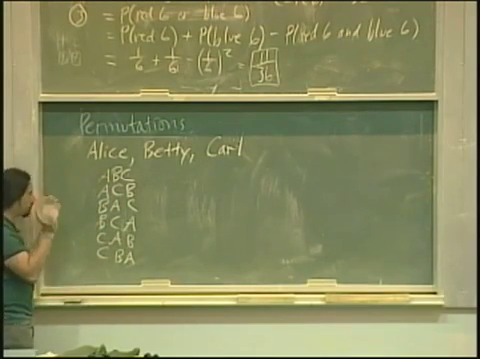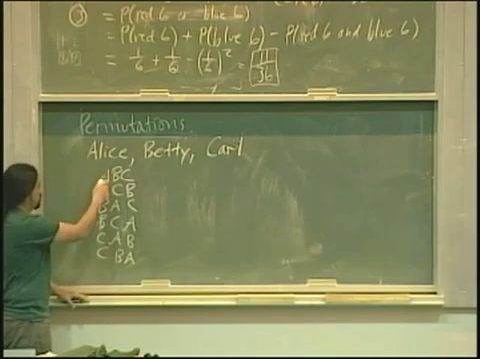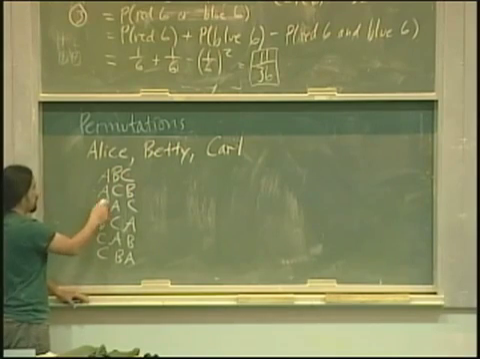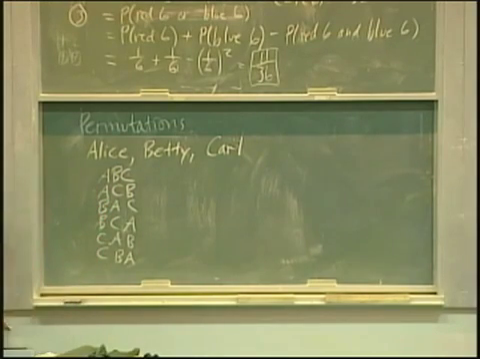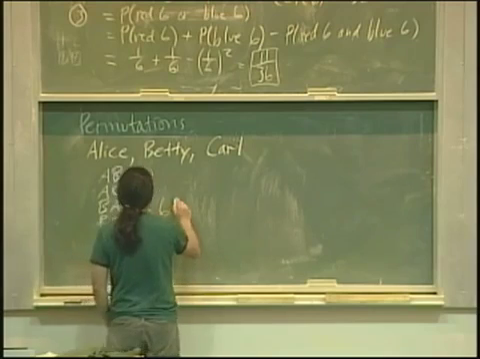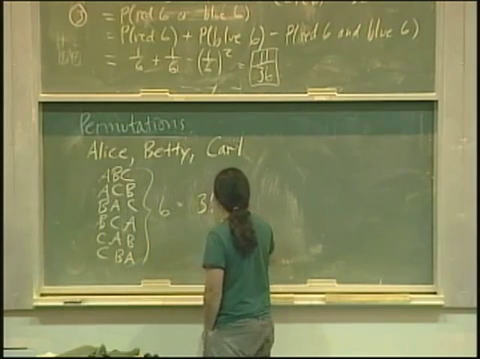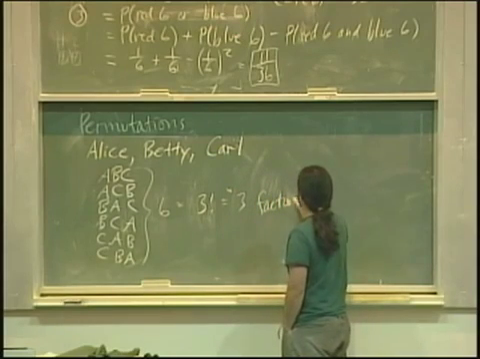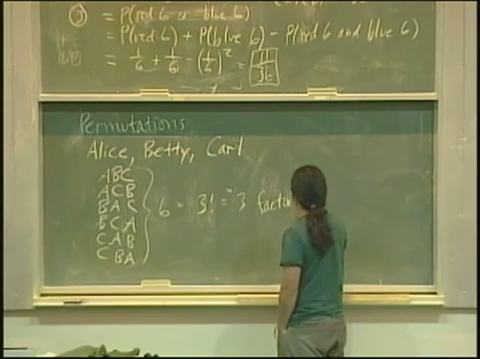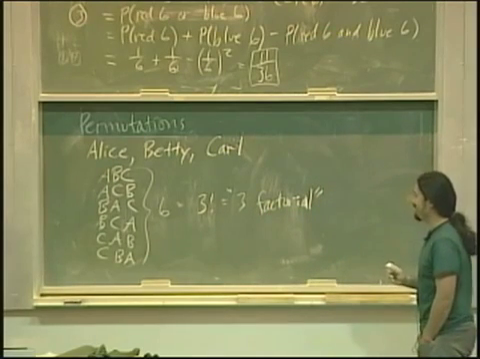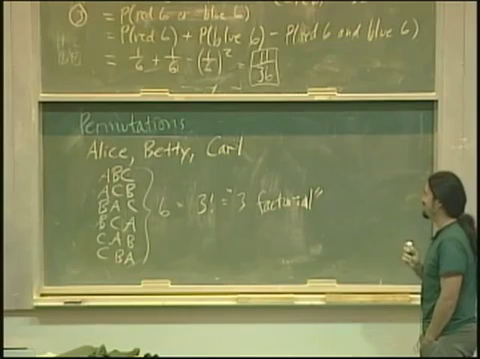I organize based first on who sits first, then who sits second, who sits third, and then the next person sits first, and so forth. This makes me confident that I've got every possibility. So this is 6, and this is often written 3 factorial. You read that as 3 factorial, not 3.